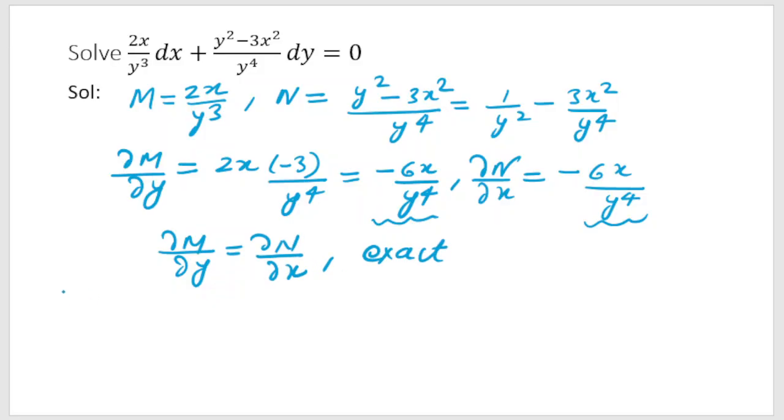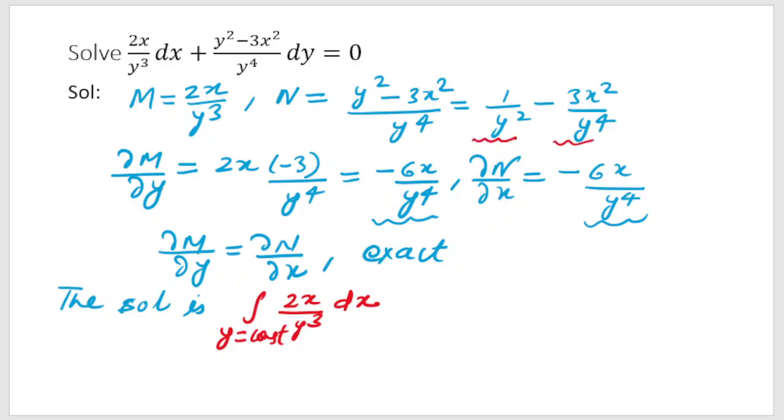Now how to solve it? So I can write the solution. So the solution is, we have to take the M term, that is 2x by y cube, and integrate with respect to x. We have to keep y as constant, and in the second term we have 1 by y square, and we have this other term, but we don't have to consider it because it contains x. So I just have to take plus 1 by y square dy, and the whole thing is equal to c.